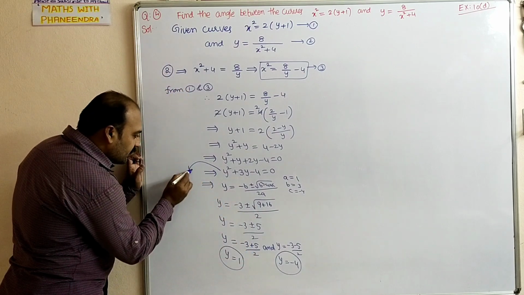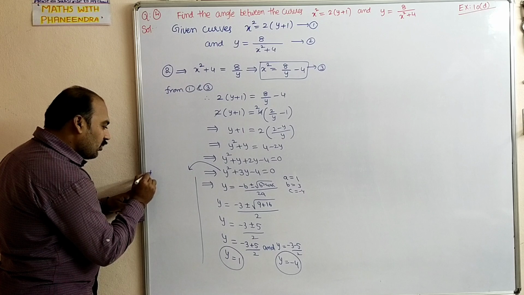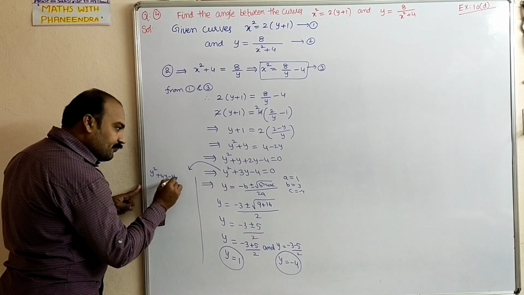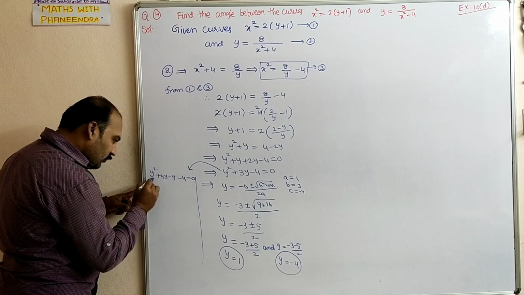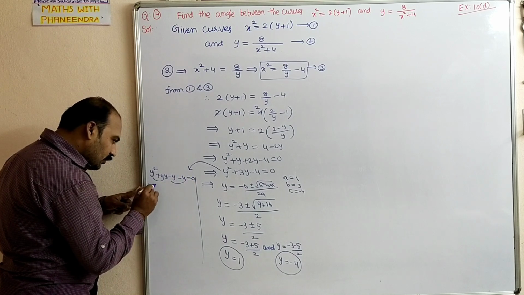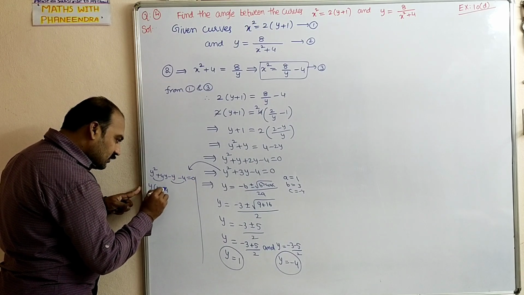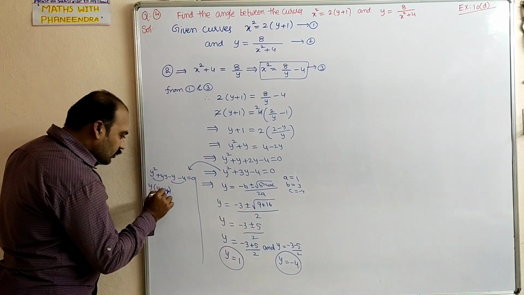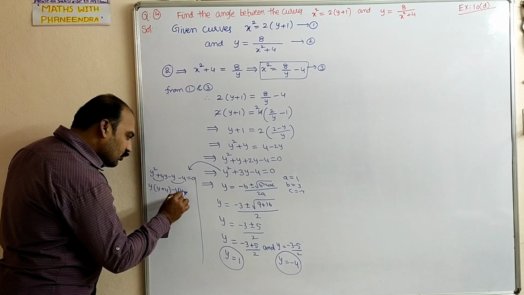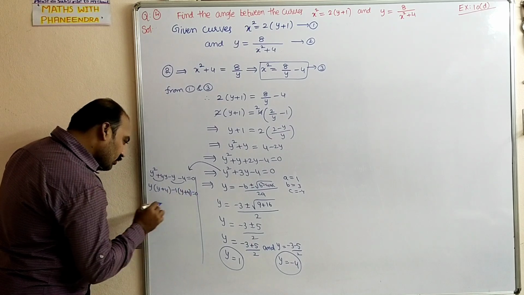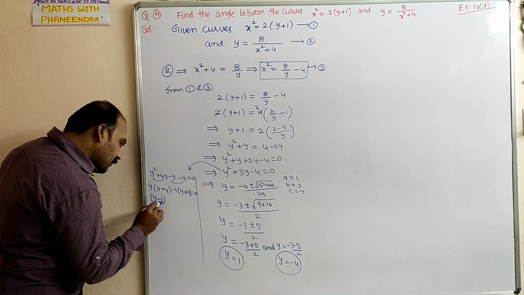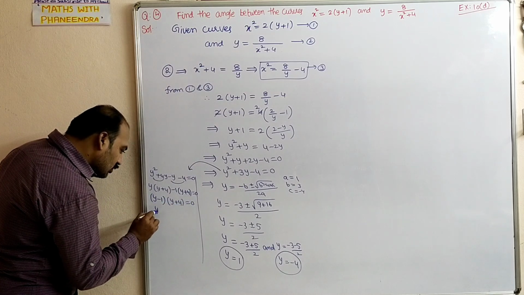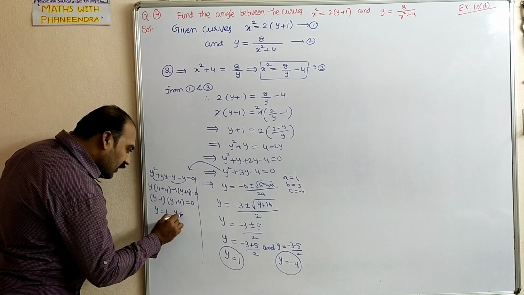From here another possibility: y square + 3y can be written as y square + 4y - y - 4 equal to 0. From these two, y into (y + 4). Some students won't get the factors quickly, that is the reason I approach it here. y into (y + 4) minus 1 into (y + 4) equal to 0. So (y - 1) into (y + 4) equal to 0. So y is equal to 1, y is equal to -4.